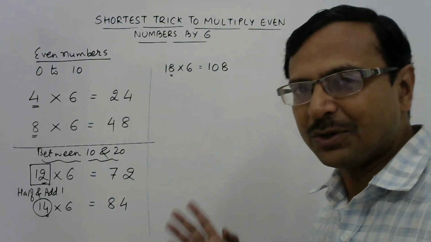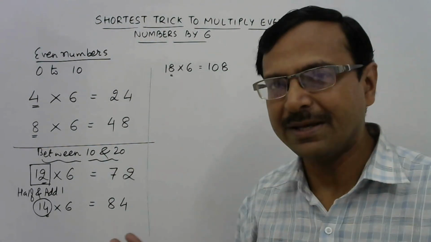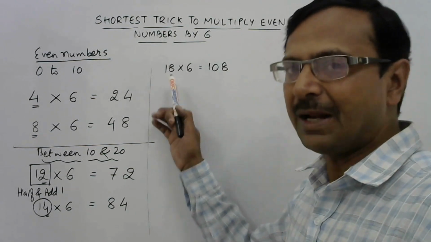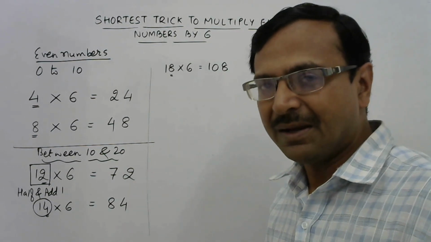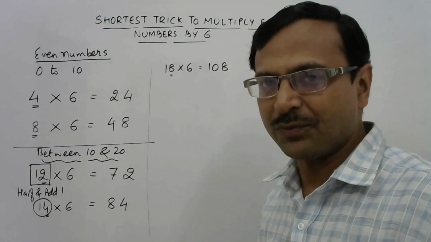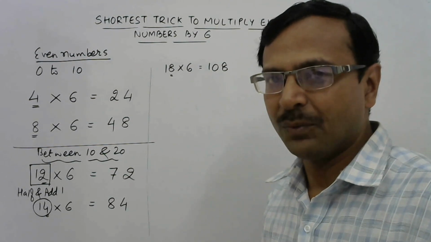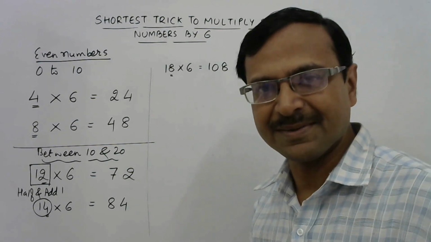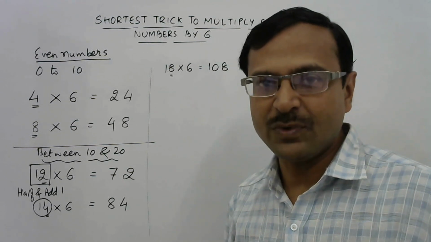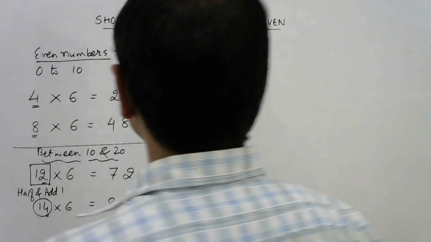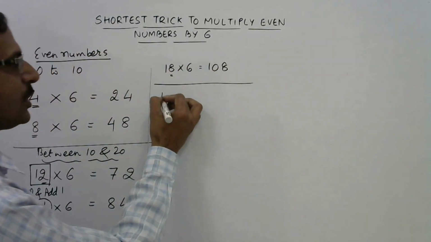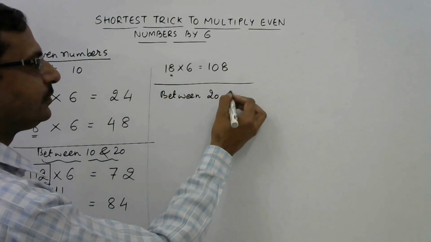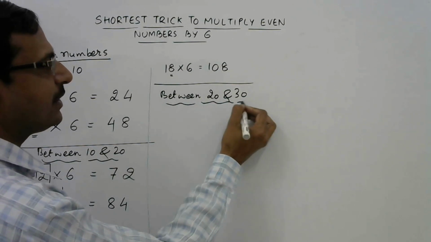How much time will you take to multiply even numbers by 6 through this method? Just by watching this number, you can tell me the answer. Maybe 2 seconds, and that's what we require in competitions. We need methods through which we can save a lot of time in competitions. Let's have now numbers between 20 and 30. You can extrapolate this method yourself, because once you know the trick, you can work out wonders.